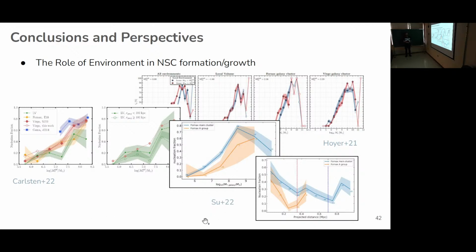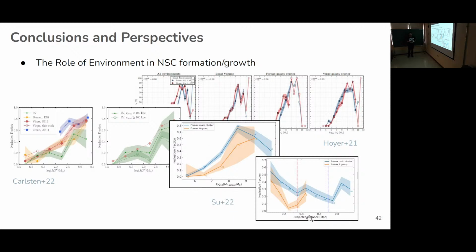Here. So I wanted to emphasize this work by Su et al. in 2022 that also looked into the environment influence of nuclear star clusters, but specifically within the Fornax cluster. He compared the nucleation fraction between the Fornax main cluster and the Fornax A group that is falling into Fornax. And he found also an increased nucleation in the main massive cluster compared to the group that is falling.